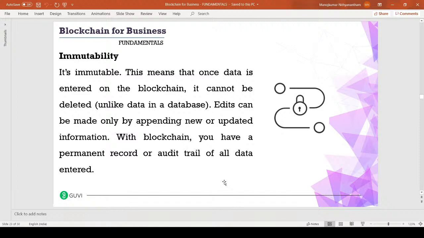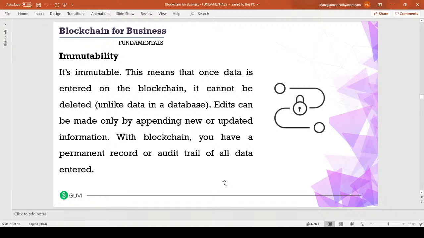Immutable. Immutable means once data is entered on the blockchain, it cannot be deleted. Edits can be made only by appending new or updated information. With blockchain, you have a permanent record or audit trail of all data that is entered. So any change in the data doesn't mean that we go and change the data in the block. We add new data as an update, but the existing data cannot be changed, which means we always have a reference of the previous version of the data.